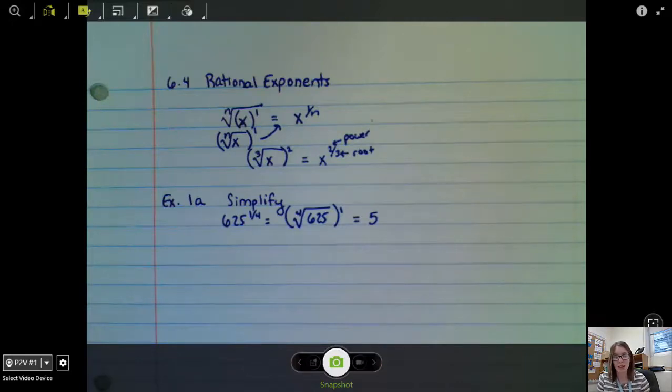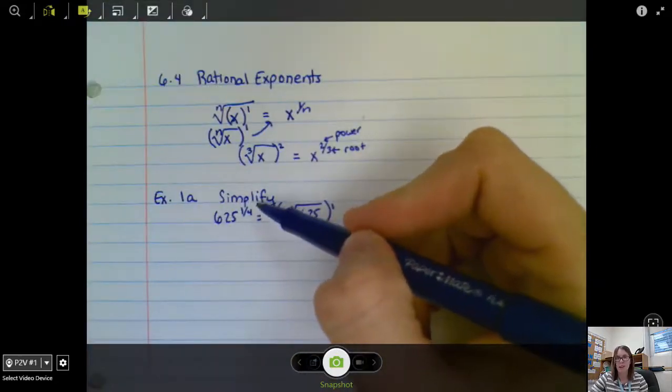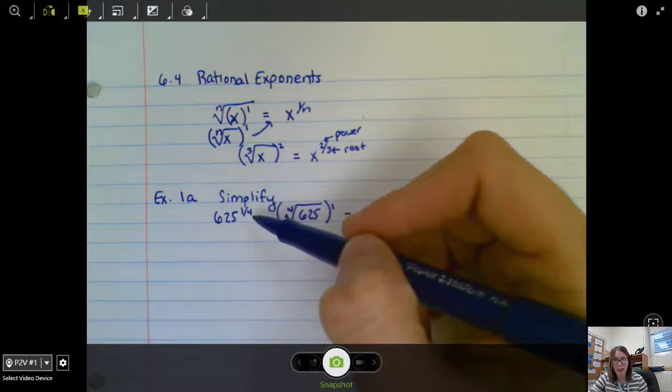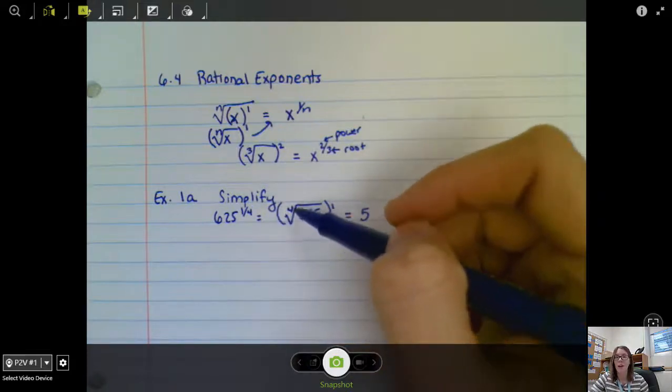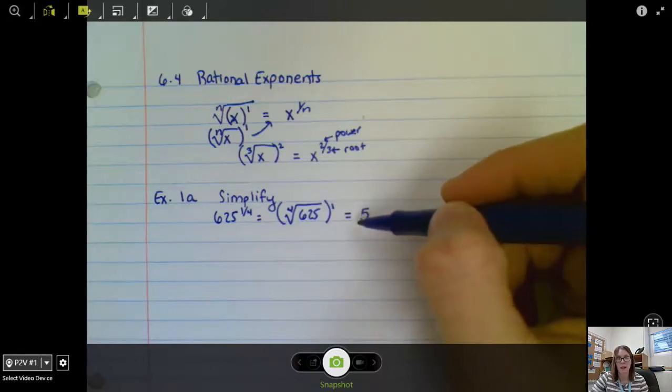And kind of the same idea as before, as far as plus and minus goes. That 1/4, since that power is already there, our root is really already there, and that implies that we just care about the positive. So 5 would be our answer.